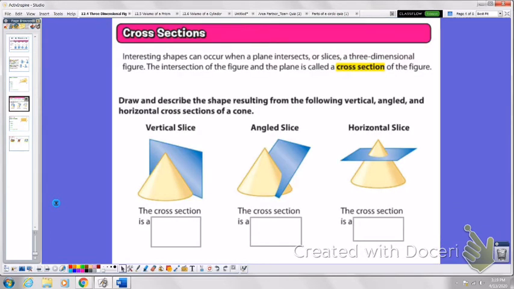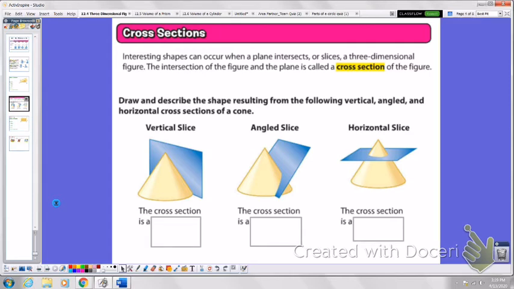All right, so now we want to talk about cross sections. So interesting shapes can occur when a plane intersects or slices a three-dimensional figure. The intersection of the figure and the plane is called a cross section of the figure. So we can draw and describe the shape resulting from the following vertical, angled, and horizontal cross sections of a cone.